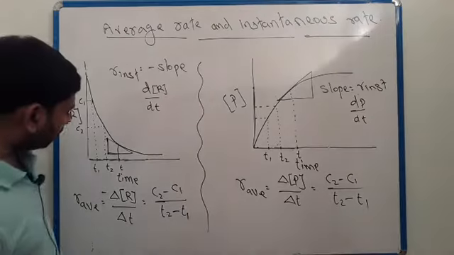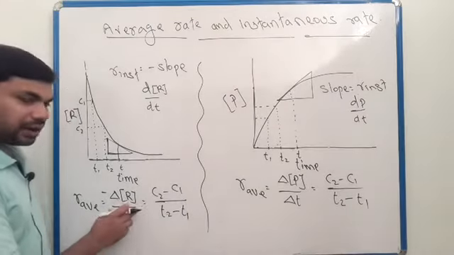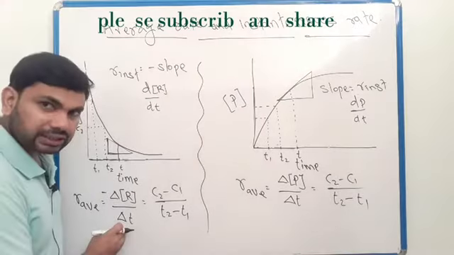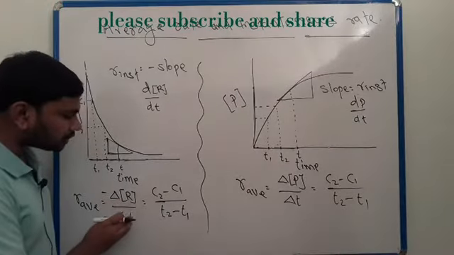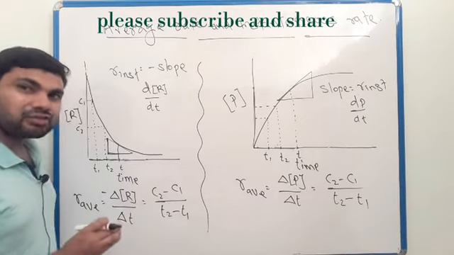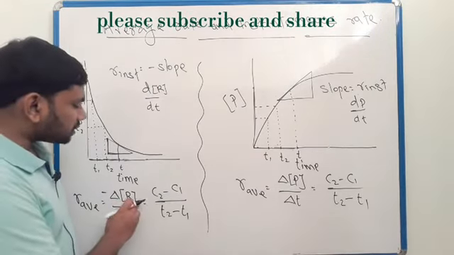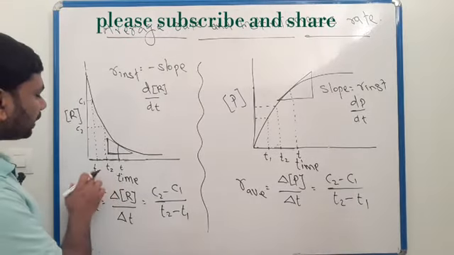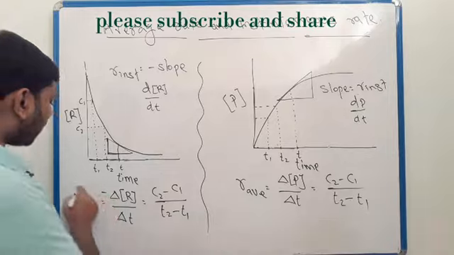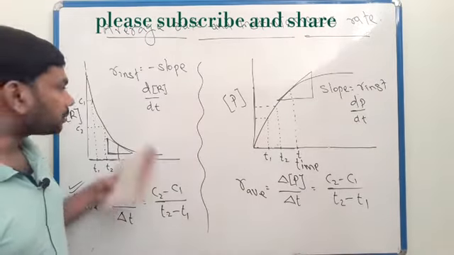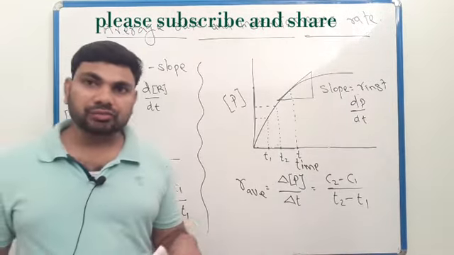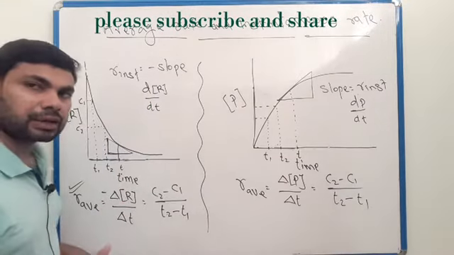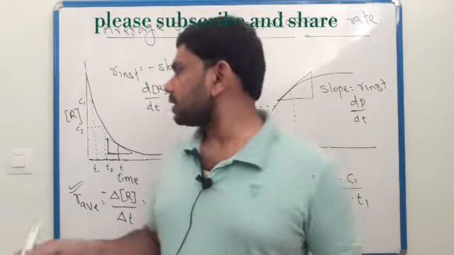Now look at the average rate. We find the average rate of chemical reaction as minus delta R divided by delta T. This is the equation to find the average rate of reaction: change in concentration, C2 minus C1, divided by change in time, T2 minus T1. From this we can find the average rate of chemical reaction.